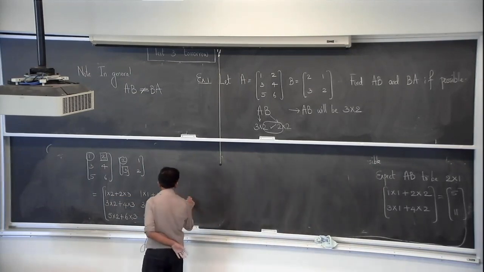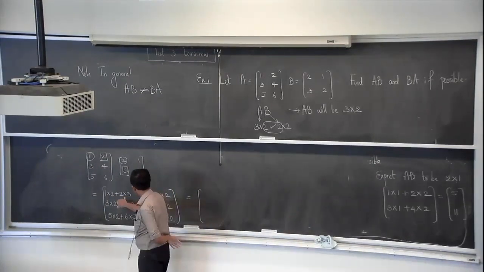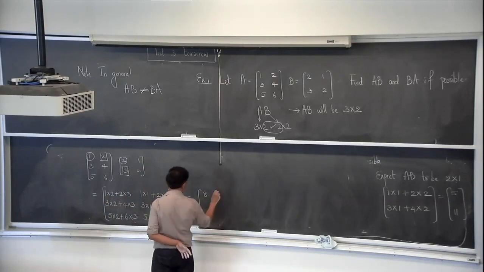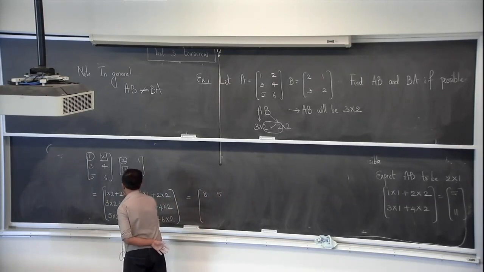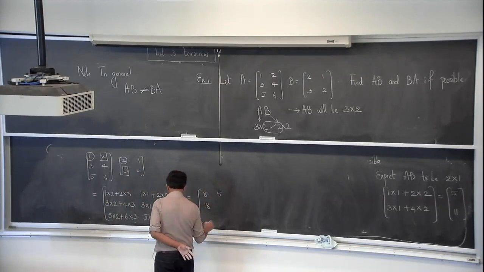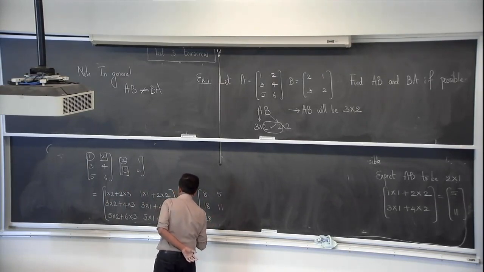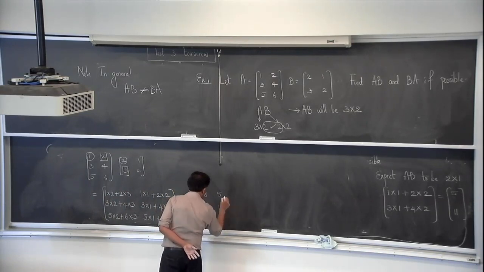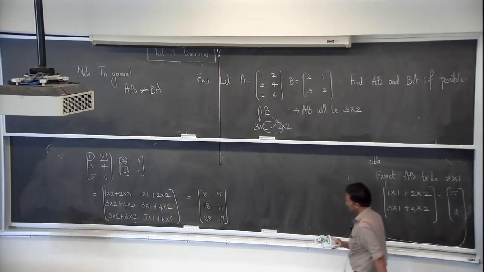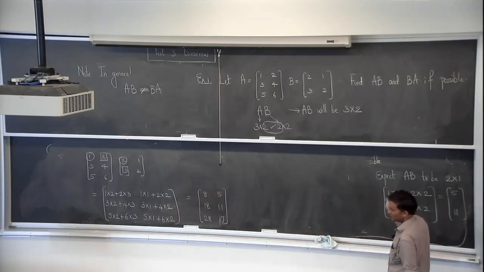All right, so let's do those calculations. You don't need a calculator for this, I hope. That's 2 plus 6, 8. 1 plus 4, 5. 6 plus 12 is 18. 3 plus 8 is 11. 10 plus 18 is 28. And 5 plus 12 is 17. So as expected, it's a 3x2, which means 3 rows and 2 columns.